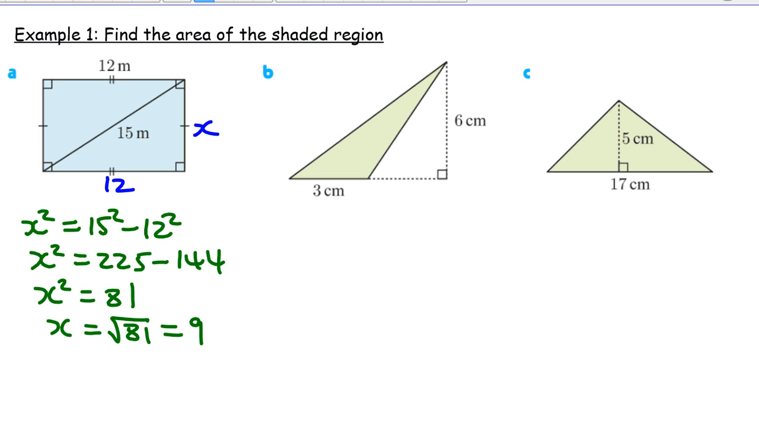And that means that the missing length here will be 9. The missing width will be 9. So the area of this rectangle will be given by 9 multiplied by 12, which will be equal to 108 meters squared. All right, let's move to B.